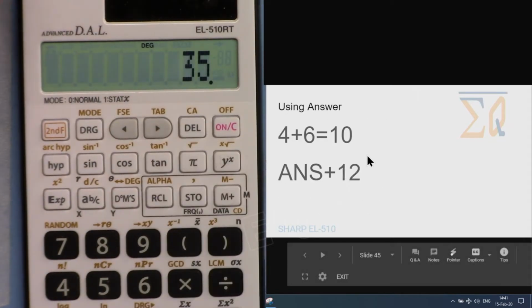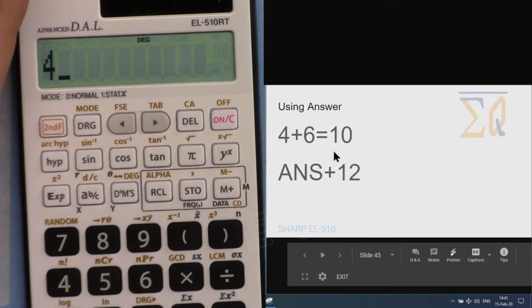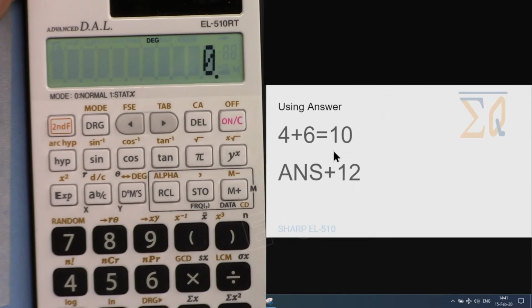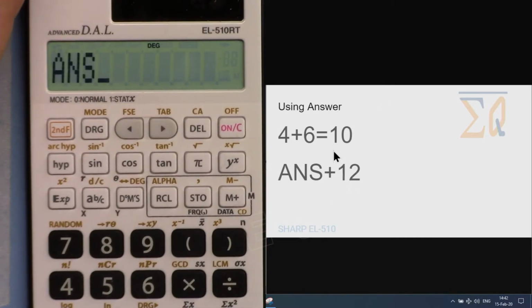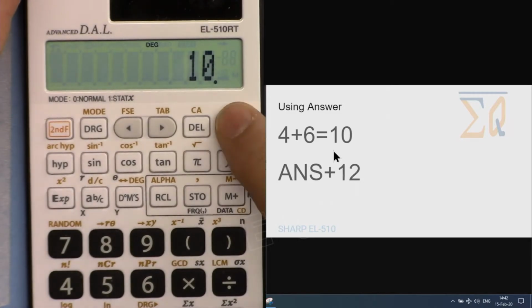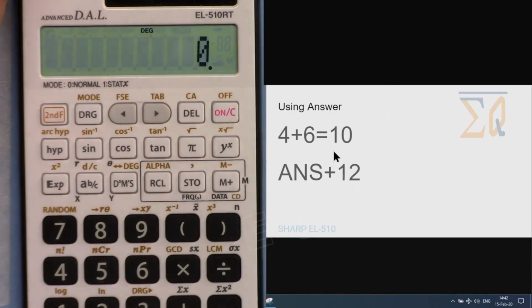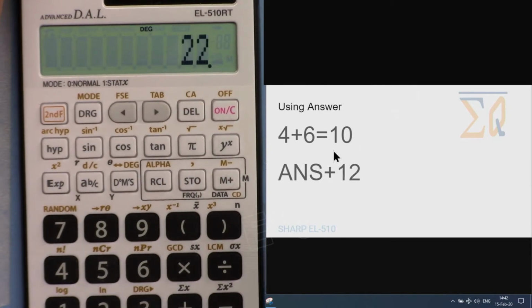Now let's see how we can use the answer button. For example, you have 4 plus 6, that is 10, and if you press clear, the answer button is here. We can press it again, answer, and press equal sign to see it. Clear. If you don't want to just see it and add it with something, let's say answer, I'm pressing answer plus 12, you can add it.